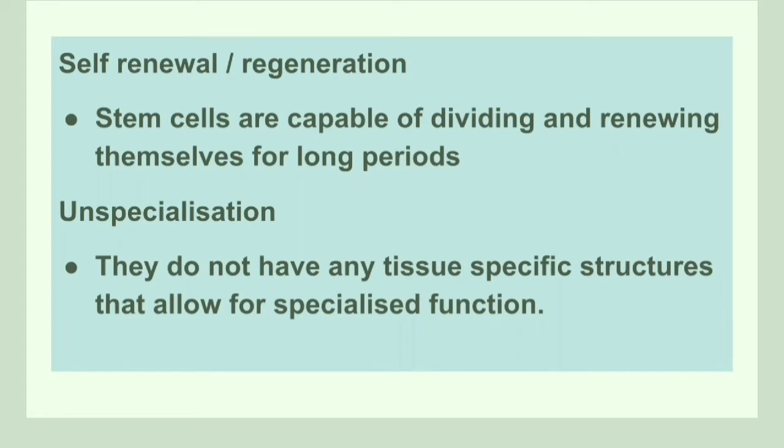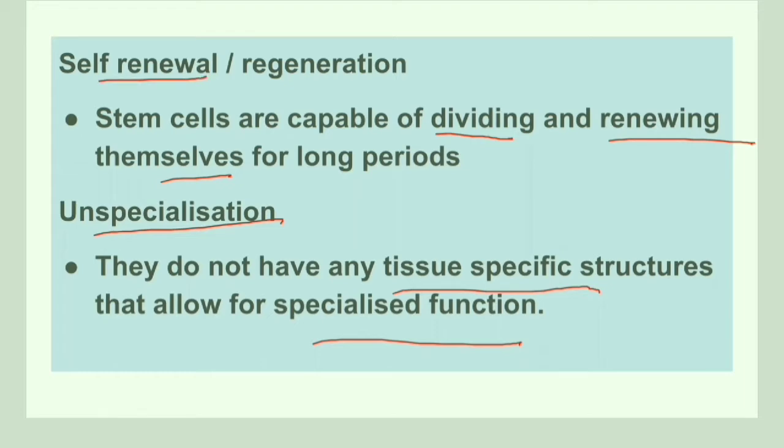And what does unspecialization mean? Unspecialization means that they do not have a specific structure, nor do they have a specialized function to do. So, a stem cell is an unspecialized cell and it gives rise to specialized cells. As we said earlier, stem cells are able to divide as well as renew themselves. This process is known as self-renewal or regeneration.